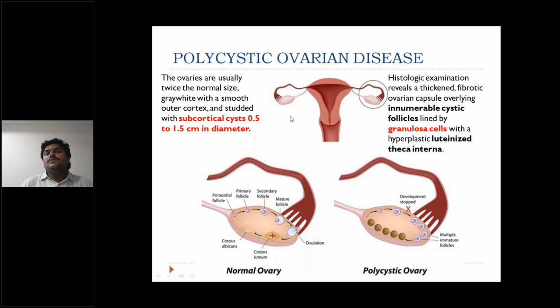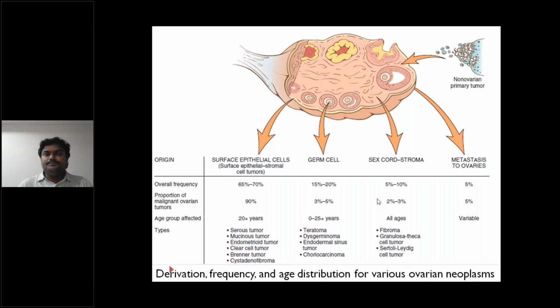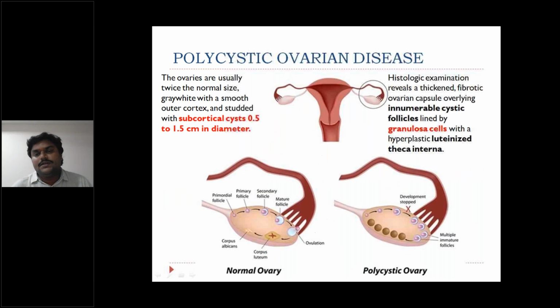Okay, so the ovaries are usually twice the normal size in PCOD, gray white with a smooth outer cortex and studded with subcortical cysts ranging from 0.5 to 1 cm in diameter grossly. On histology, examination reveals a thickened fibrotic ovarian capsule overlying innumerable cystic follicles lined by granulosa cells with a hyperplastic luteinized theca. Okay, so these are the findings you expect in patients with polycystic ovary. That's all about polycystic ovary.